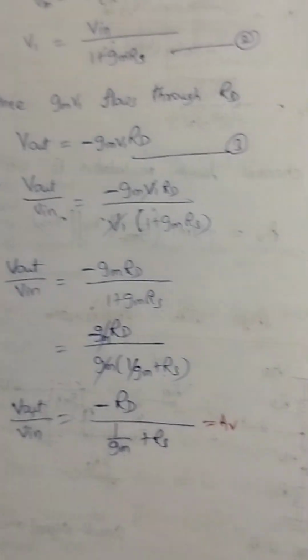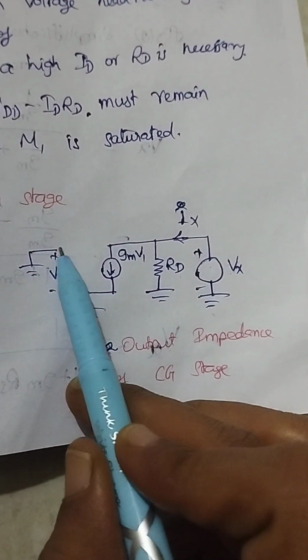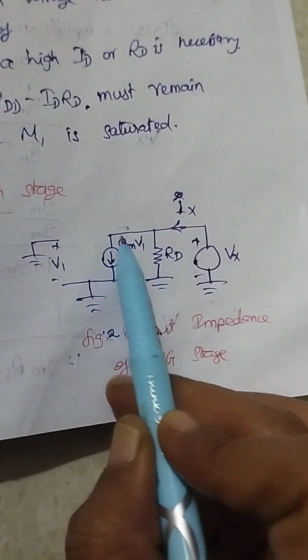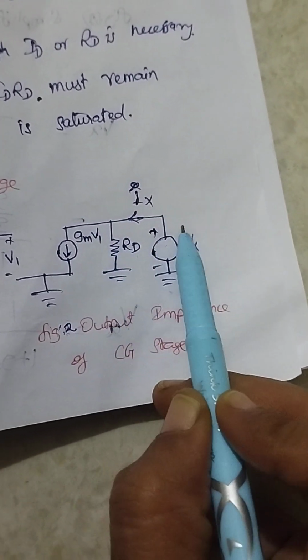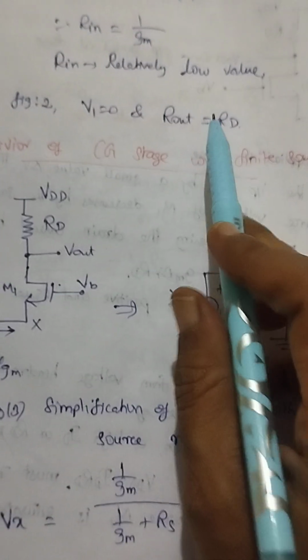From figure 2 we can write what is our output resistance Rout. Here the gate voltage is 0 now, so V1 equal to 0, so Gm V1 will also become 0. On the output side we are having only RD, so Rout always depends on this RD. So Rout is equal to RD. This is our input and output impedances.